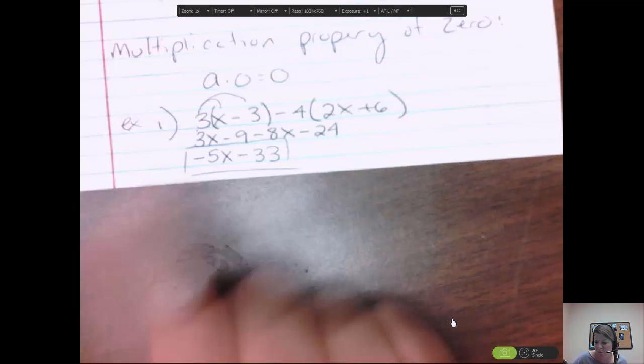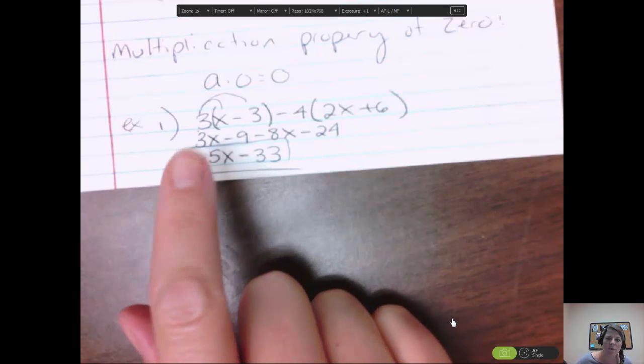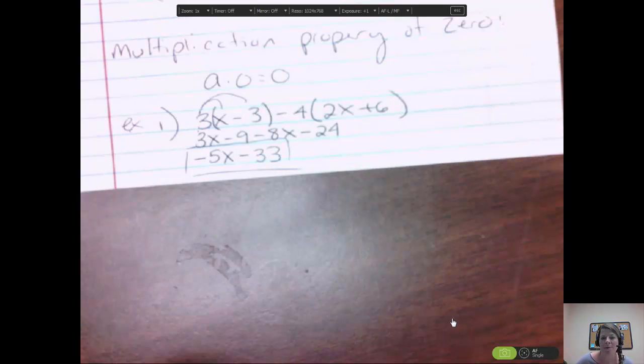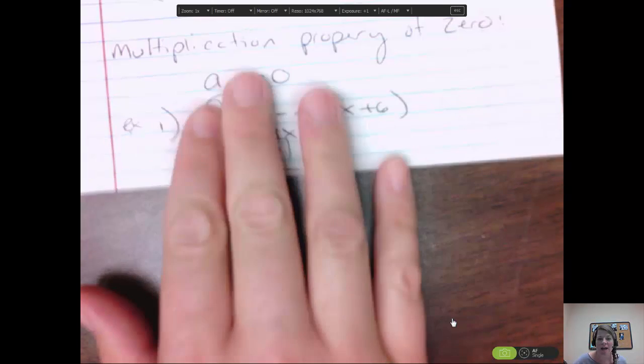So I wanted to show you one distributive property example, but for homework you're going to be going through these different properties, picking which one's which, and doing some simplification. And that is all of chapter 1.